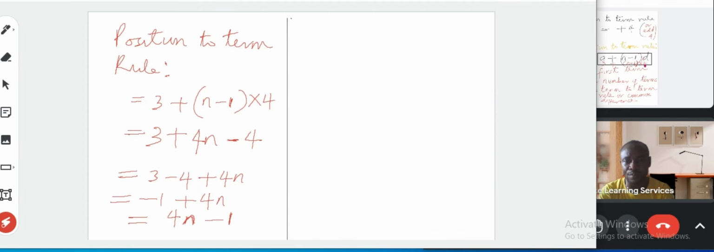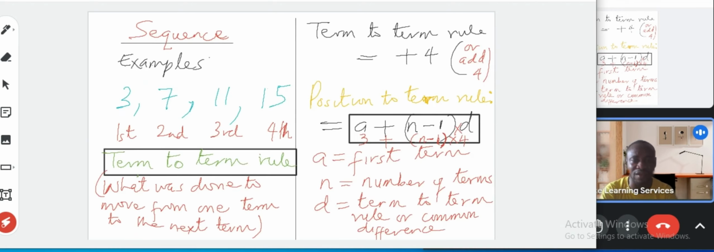Why is it times if it's a plus? No, look at the formula. Read the formula again inside the box. A plus brackets n minus 1 bracket times d. Yes, so times D. That's why I said times 4. Did you get that? Okay, so go to the next page where we simplified it.